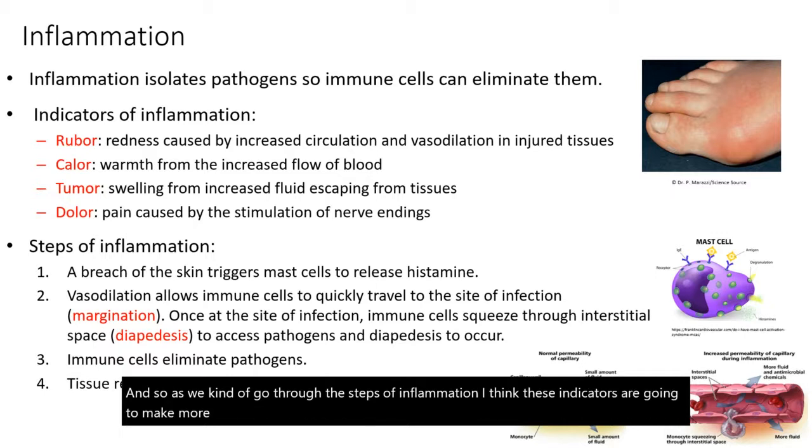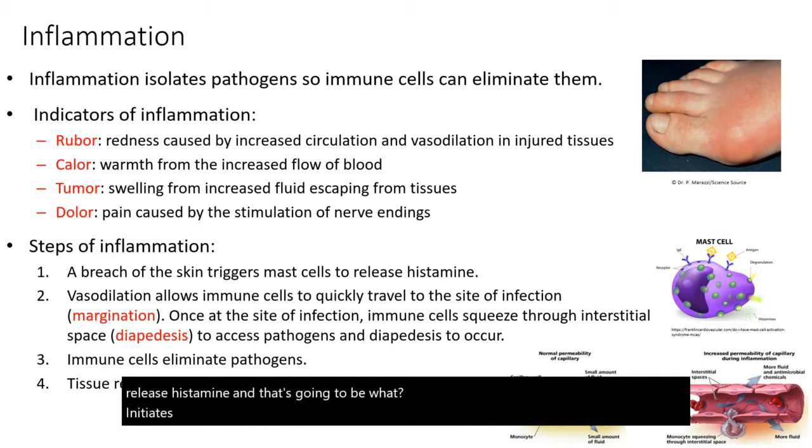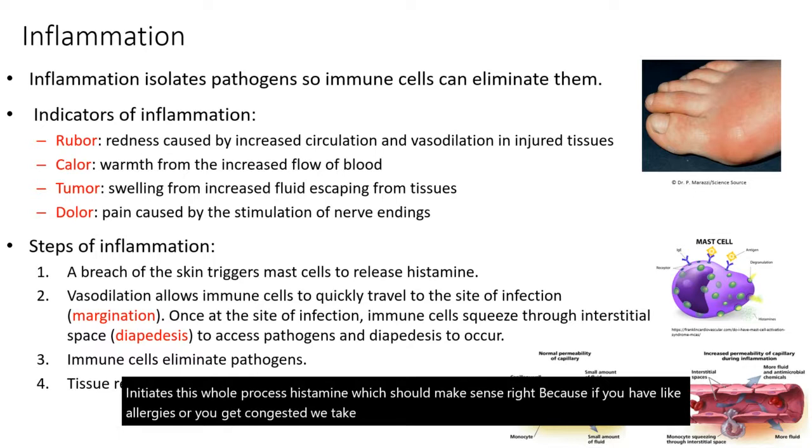As we go through the steps of inflammation, I think these indicators are going to make more sense, okay? Inflammation begins when there's some sort of breach of the skin. Again, maybe you've gotten a splinter. Right below the surface of the skin are mast cells, and when there's a breach in the skin, they release histamine. That's what initiates this whole process, histamine, which should make sense, right? Because if you have allergies or you get congested, we take an antihistamine to try to reduce the inflammation, okay? So mast cells release histamine.